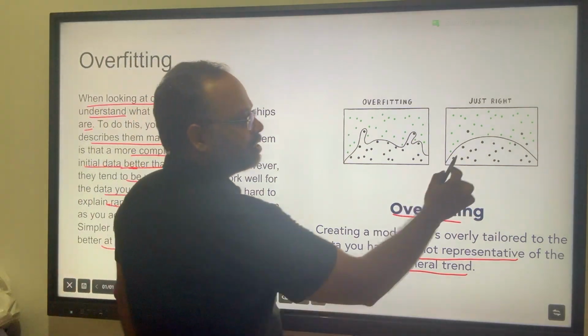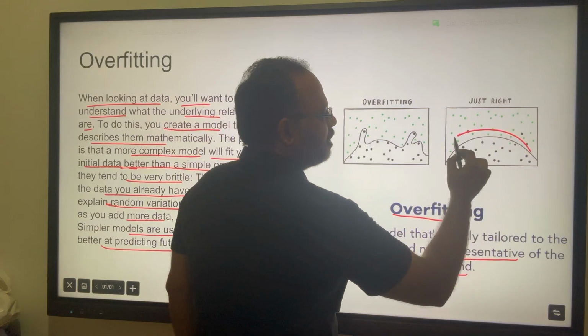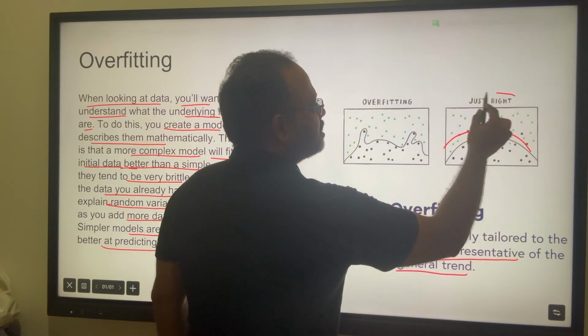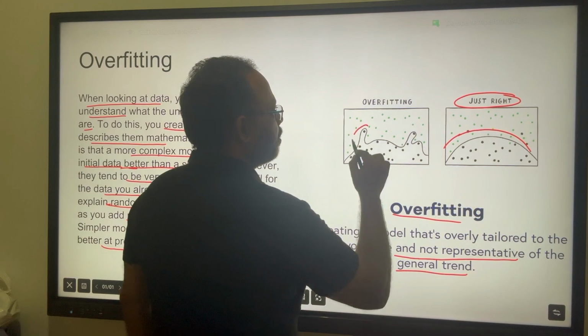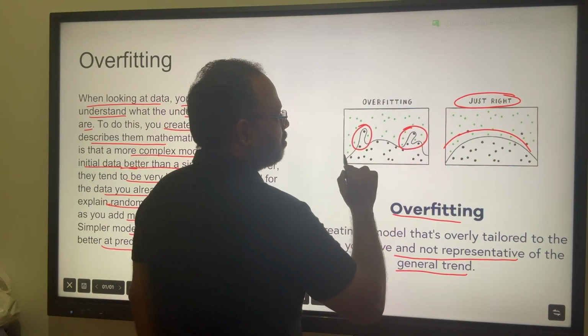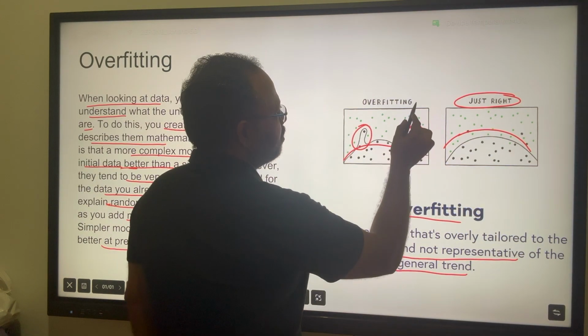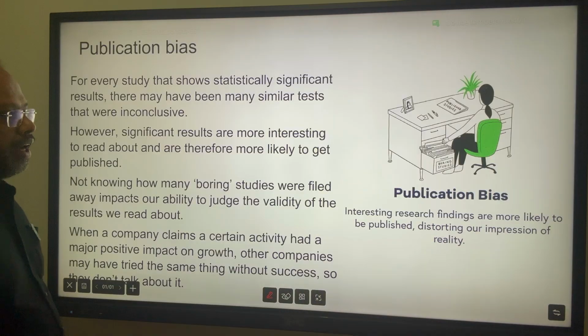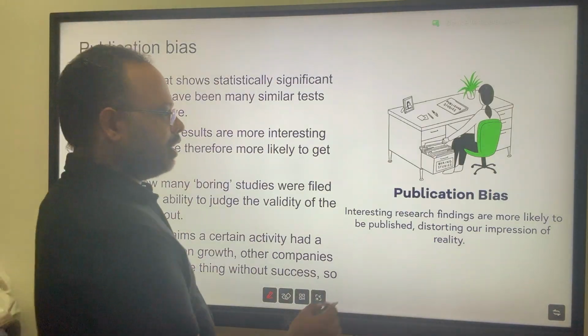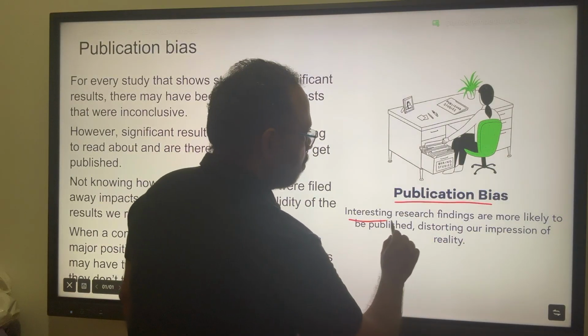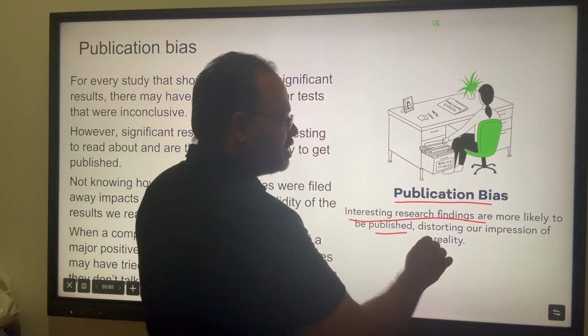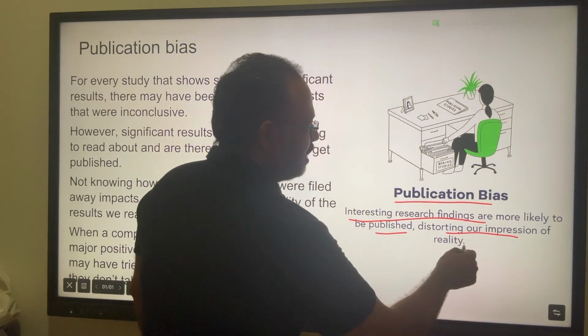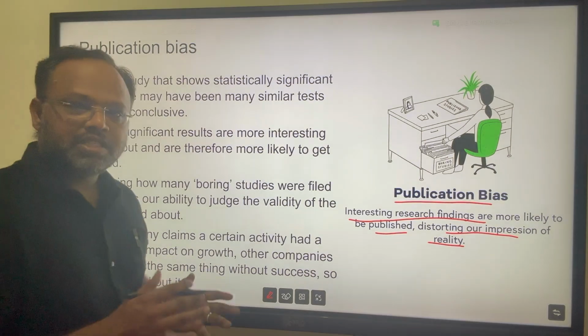So here in this example, this will be the right fit or the mathematical model. It is just right, but when we try to incorporate more complex models, the model will break down. This phenomenon is called overfitting. Next on the list is the publication bias. Interesting research findings are more likely to be published, which will distort our impression of the reality. So hence we will not get the picture of the reality.